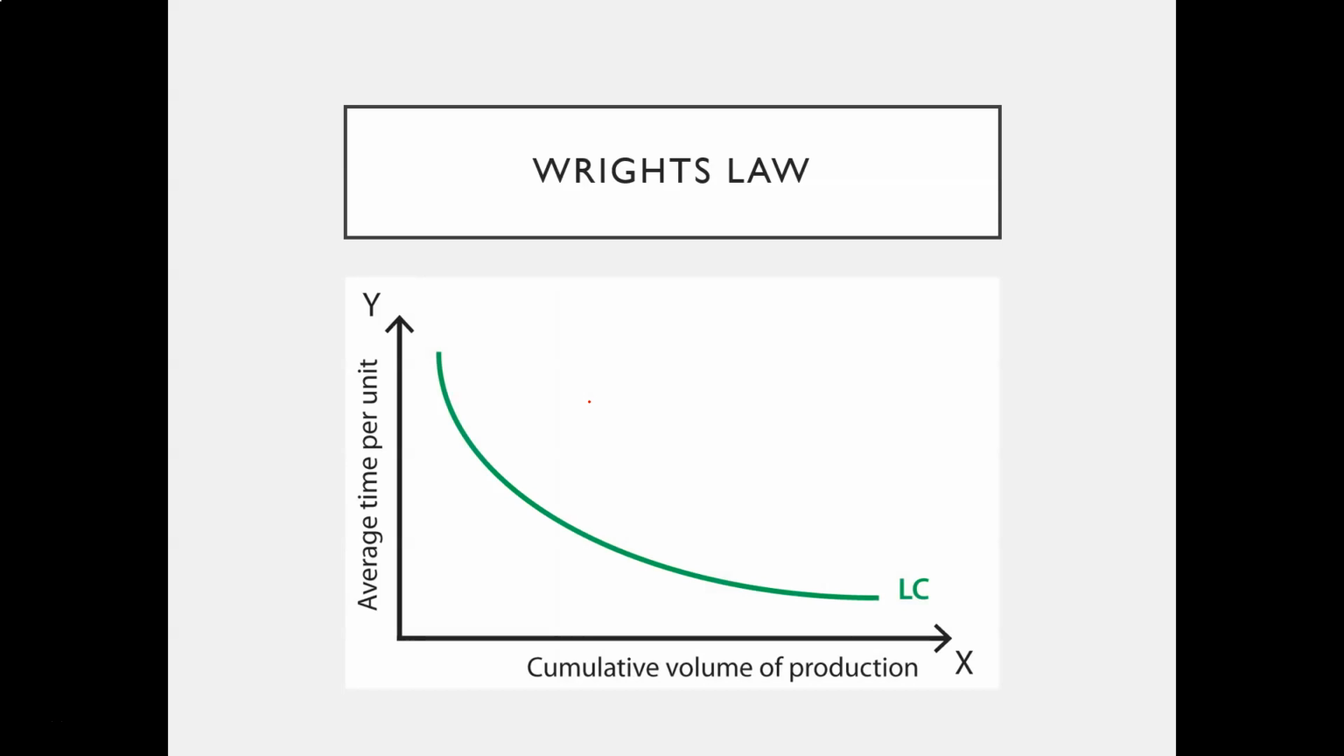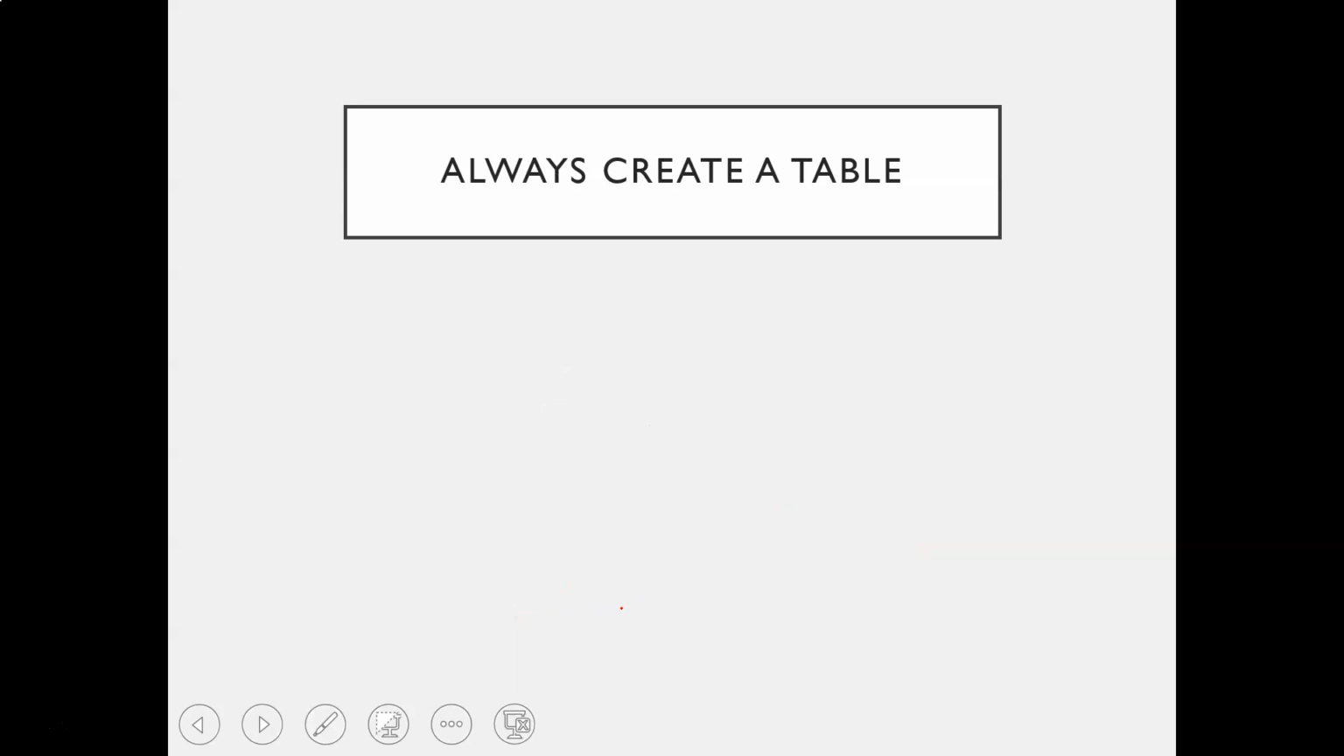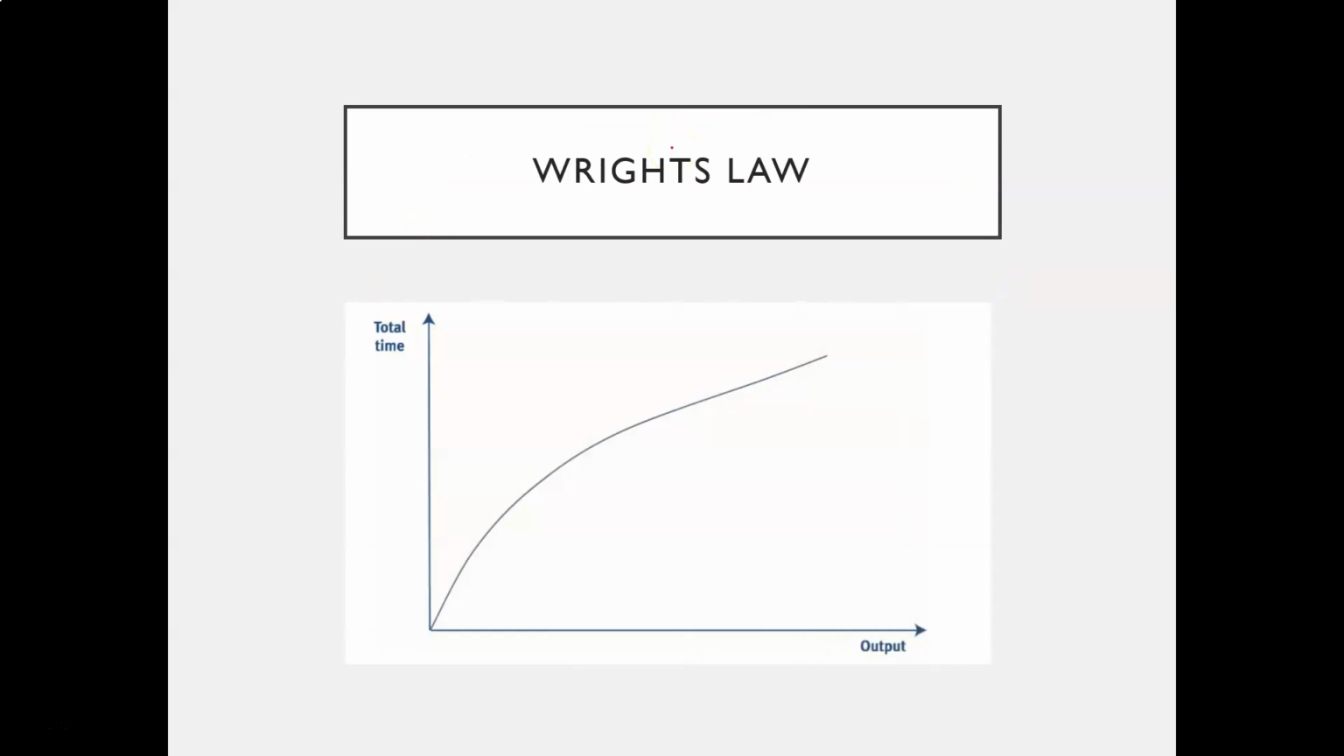So what we now have is this fall. This average time, I highlight this again, is the average time that's falling, if you like, as we produce more and more units. It's the average time that is falling. So, for example, a 90% learning curve means that each time cumulative output doubles, the cumulative average time per unit falls to 90% of its previous value. That's what we're trying. You can see me highlight here. Always create a table.